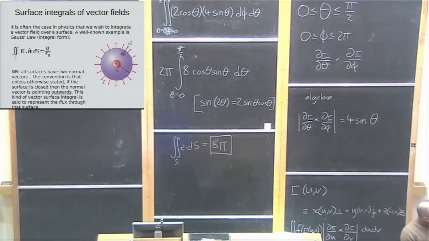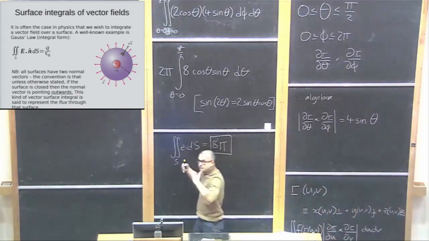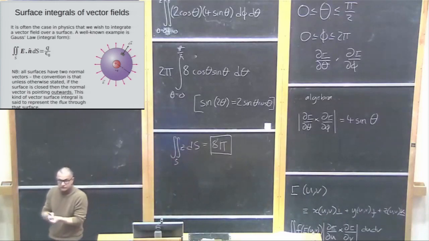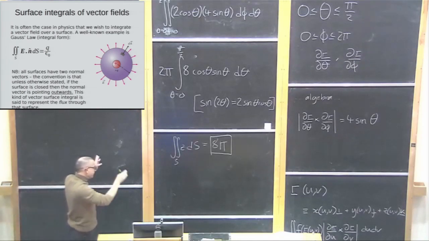So a well-known example of a vector surface integral is Gauss's law, which in integral form says that the surface integral of the electric field through a surface is equal to the enclosed charge divided by epsilon naught. So it's important that you get some sense of what these surface integrals of vector fields through surfaces mean. In the illustration here, the magenta lines are indicating the electric field which is flowing away from some central point, and we're doing a surface integral of that over that surface.